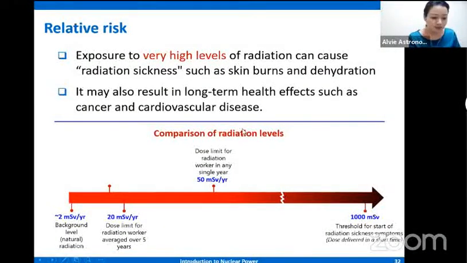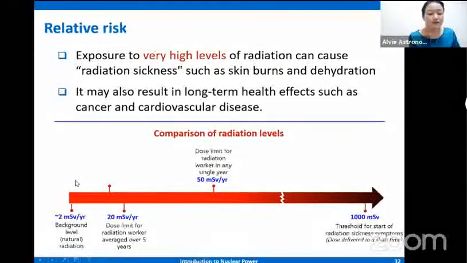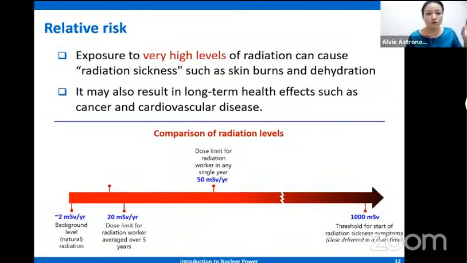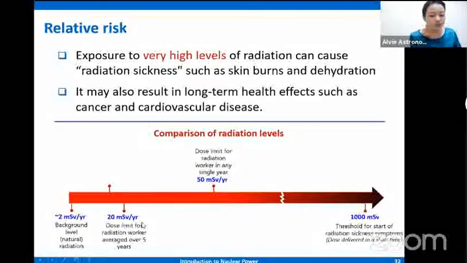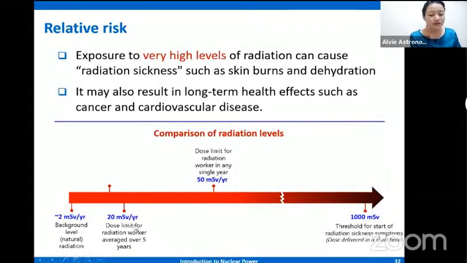Here's a comparison of radiation levels. So there is natural radiation around us, and that is about 2 millisievert in a year. That's natural radiation. Everywhere we go, there is radiation. The limit for radiation workers is 20 millisievert, averaged over 5 years. In a single year, the dose limit is 50 millisievert, but you see that this is way below the threshold for start of radiation sickness symptoms.